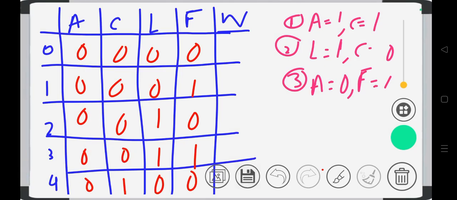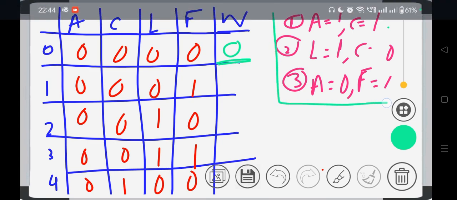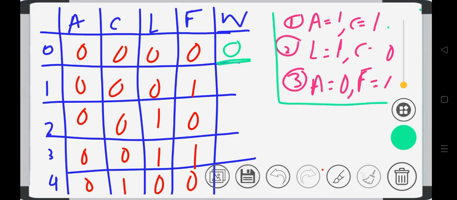So see, for this W, that is the first answer that we will be forming. A is 0, C is 0, L is 0, F is 0, all are 0. Does any of the three conditions satisfy this? See, in the first condition, A1 C1, no, it does not satisfy. L1 C0, no, L is again 0. A0 F1, again it is not. So neither of the conditions is satisfied. Just check this part, okay? Now see the next one.